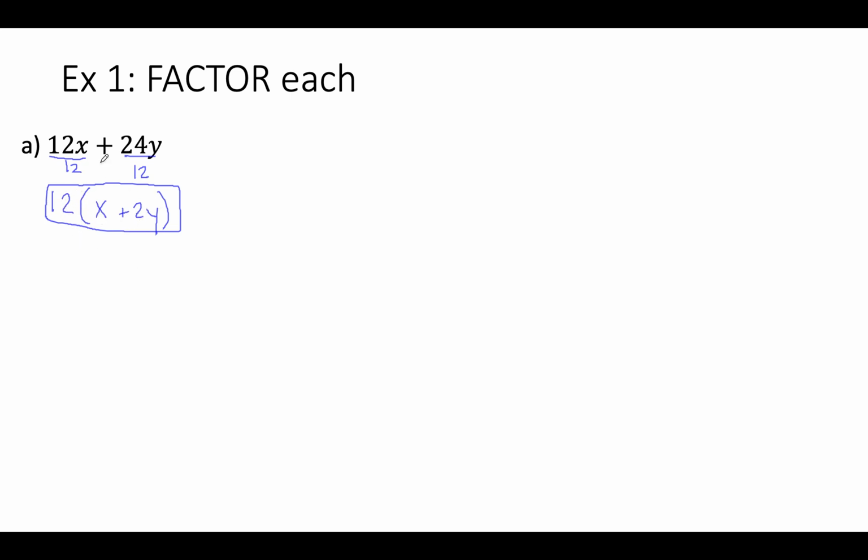And we can always check it. If we remultiply, 12 times x is 12x. 12 times 2y is 24y. So you should get the original when you check it.